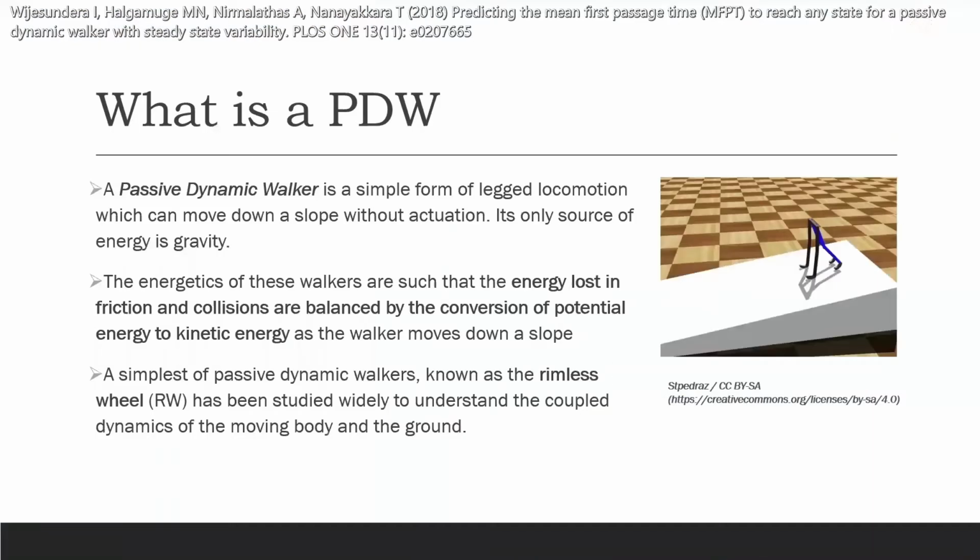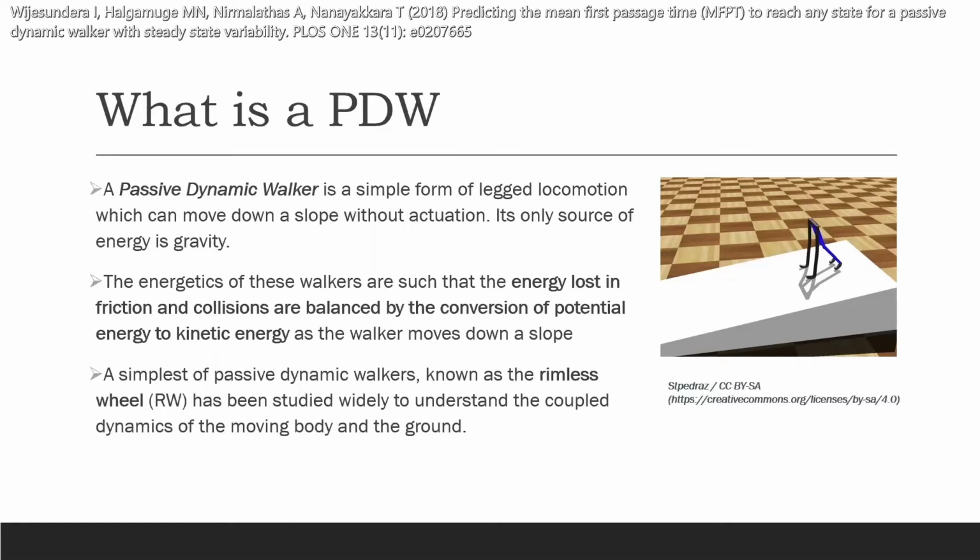Starting from the basics, what is a passive dynamic walker? A passive dynamic walker is a simple form of legged locomotion which can move down a slope without actuation. Its only source of energy is gravity. So how these work is, the energy lost in friction and collisions is balanced by the conversion of potential energy to kinetic energy as the walker moves down a slope.